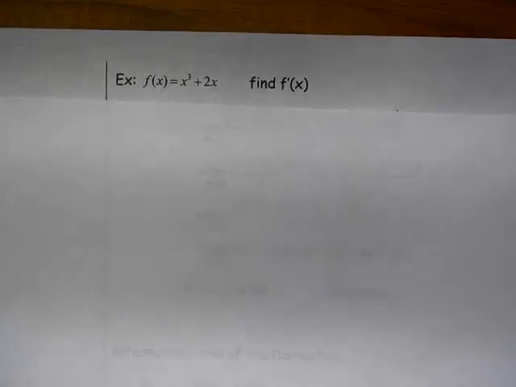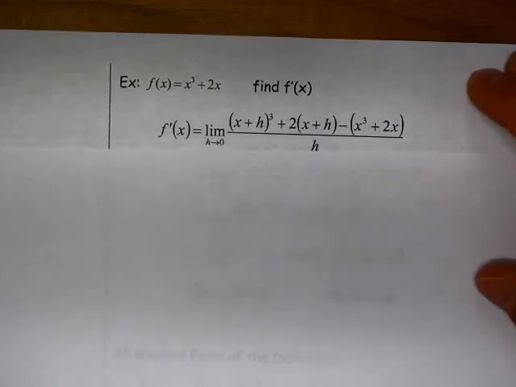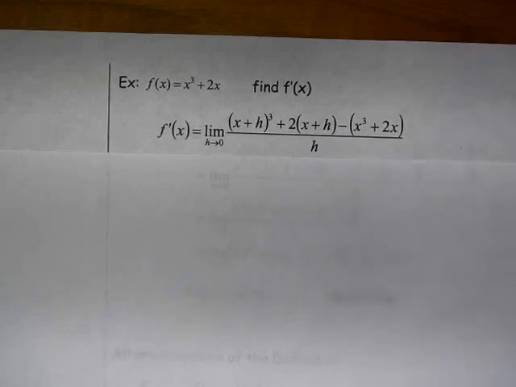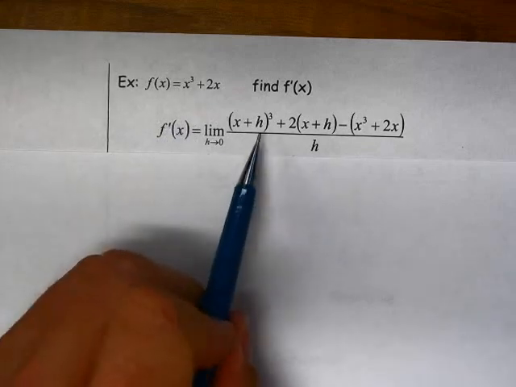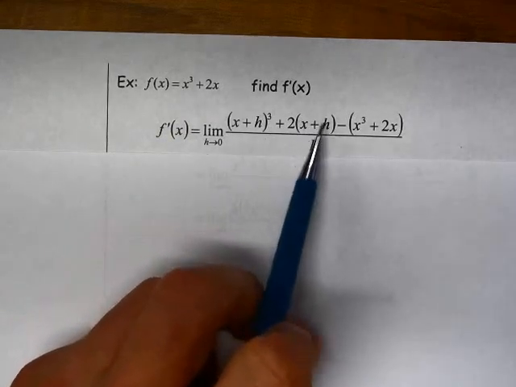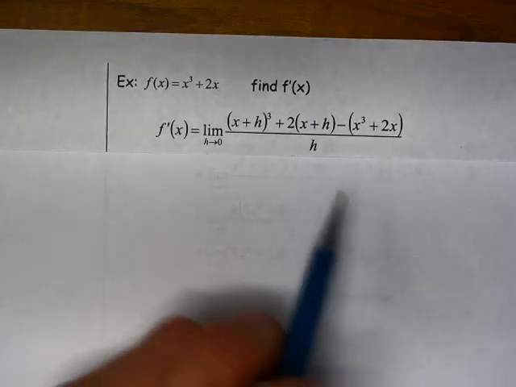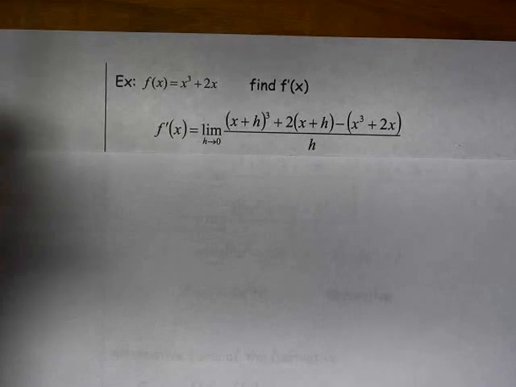Next example here, f of x is defined as x cubed plus 2x, and we're asked to find the derivative, or f prime. So again, we use the definition of the derivative. Limit as h approaches 0. We have x plus h cubed plus 2 times x plus h minus x cubed plus 2x, all over h, and the limit of that is as h approaches 0.